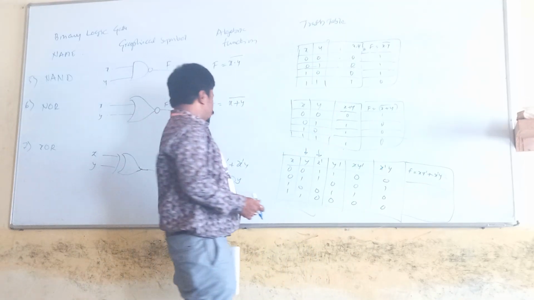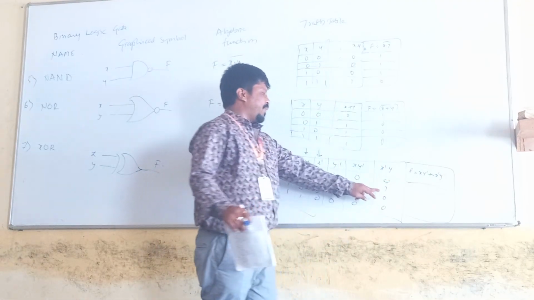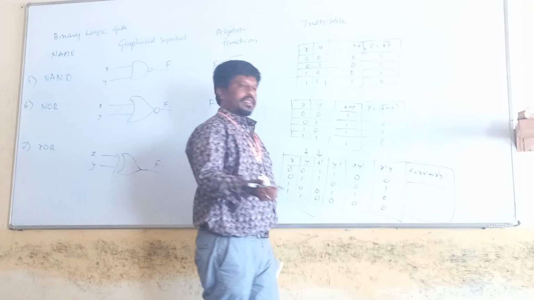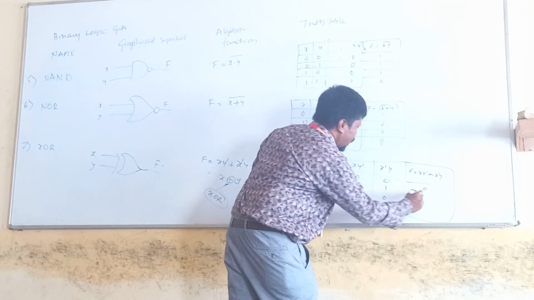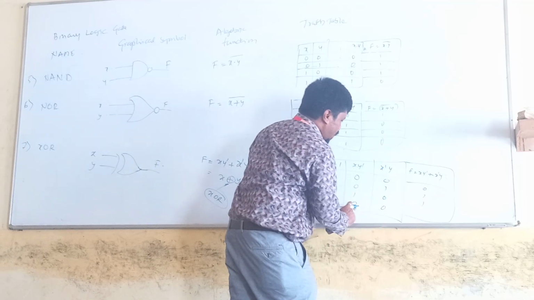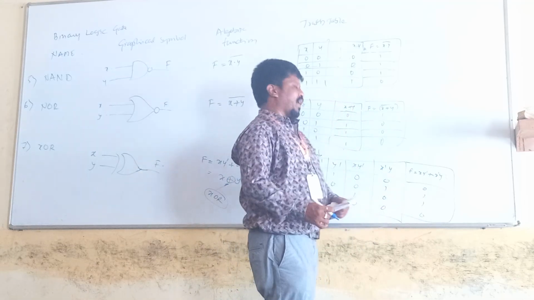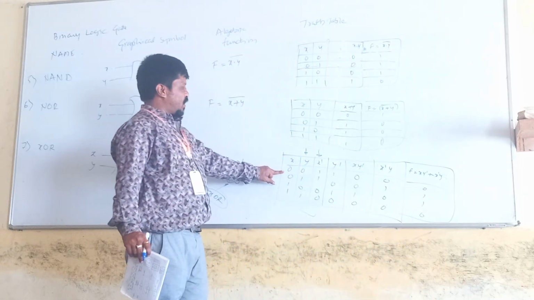So the OR operation is: if any one input is high, then the output is high. Otherwise, it's 0. If even one input is high, that's 1. If no inputs are high, it's simply 0. It's very simple, very important.